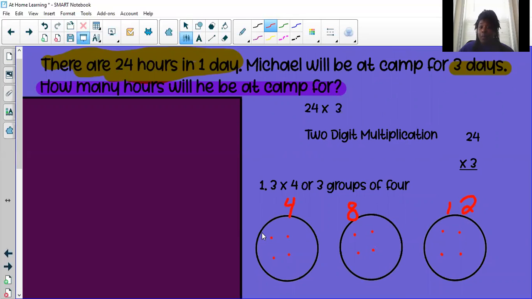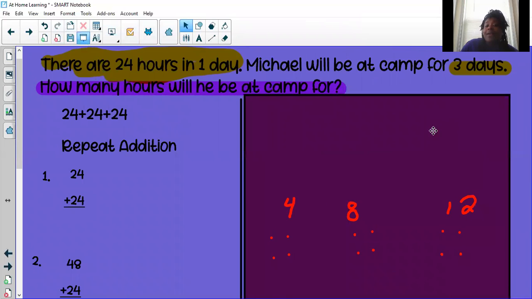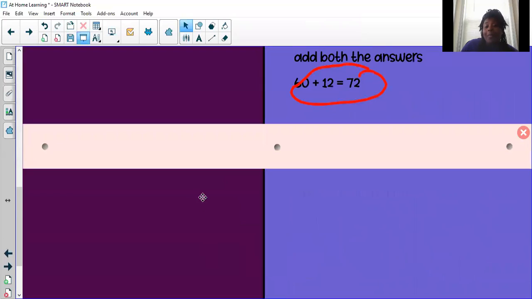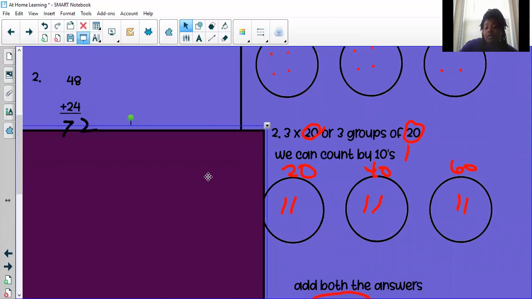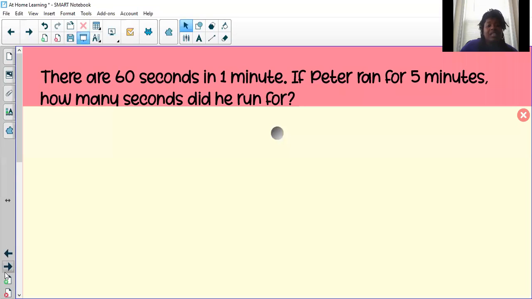I did those 2 different ways just so you guys can see how the opposite may look when you go home, because not everybody does it the same way. If you did not do it the addition way, go back and try to do it the addition way. If you did not do it the multiplication way, go back and try to do it the multiplication way. All right, so that's it for that one. We're gonna move on to the next question.